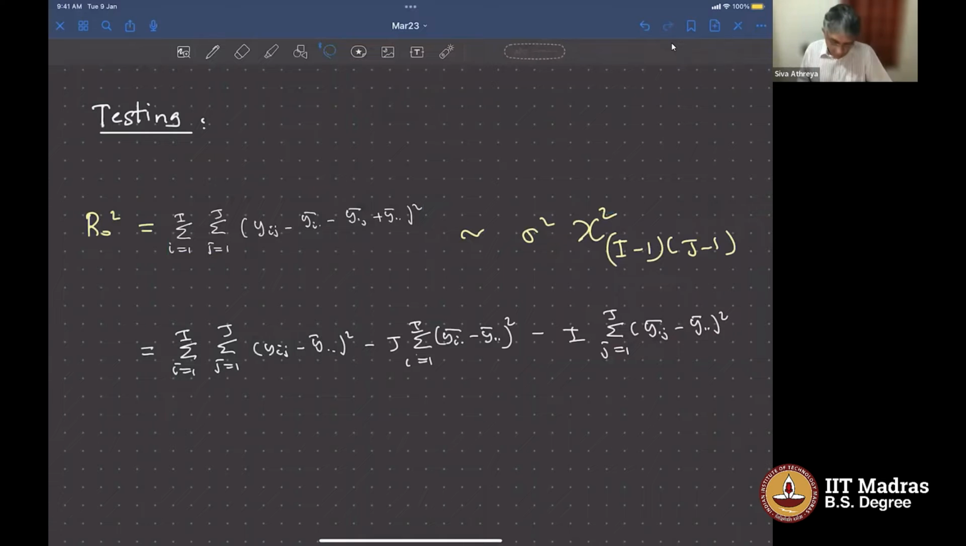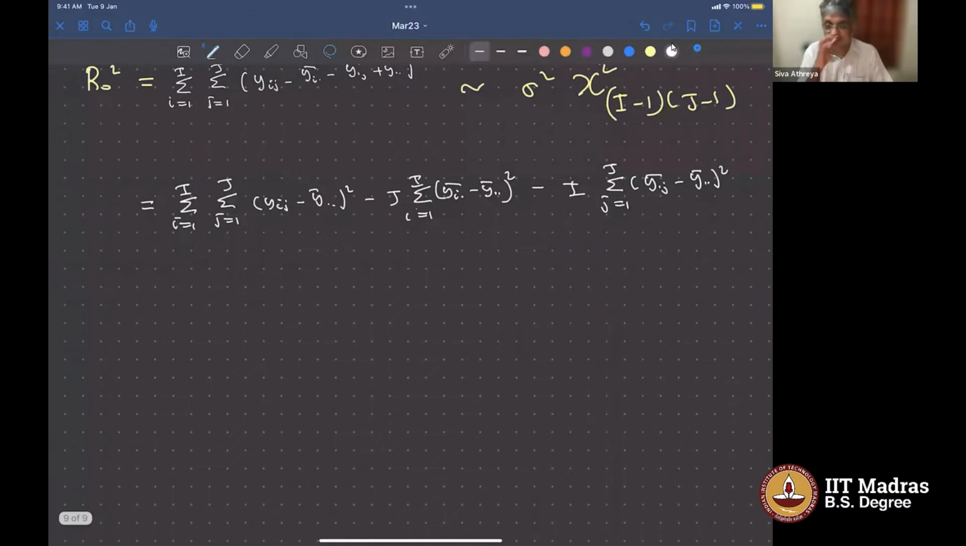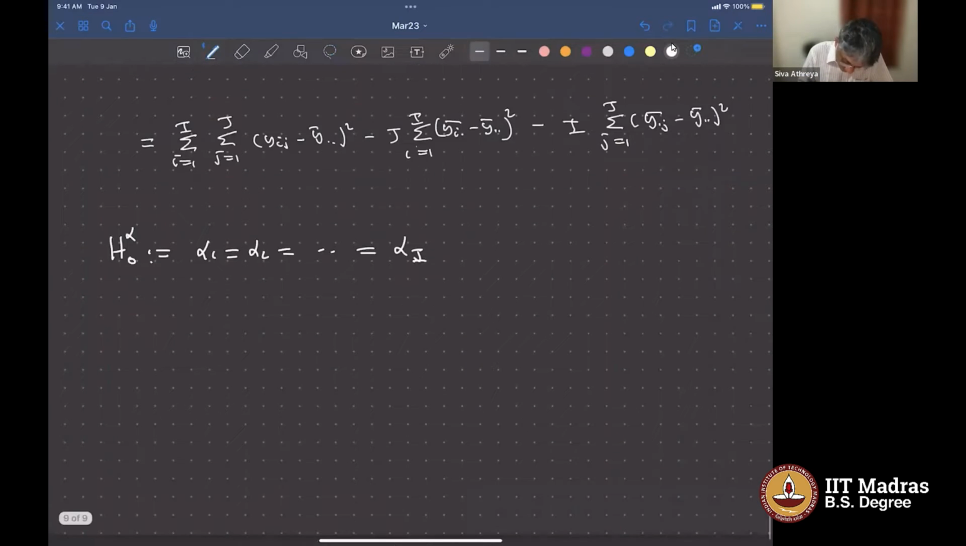Now, what do I want to test? One hypothesis I want to test is whether there is a difference in the treatment. Let's call this H alpha naught. The hypothesis is that they're all the same, that is alpha 1 equals alpha 2 equals alpha 3 equals and so on up to alpha sub I, since there are I treatments. So for this, I have to go and look at each of the treatment blocks. I'll call this R1 alpha squared.